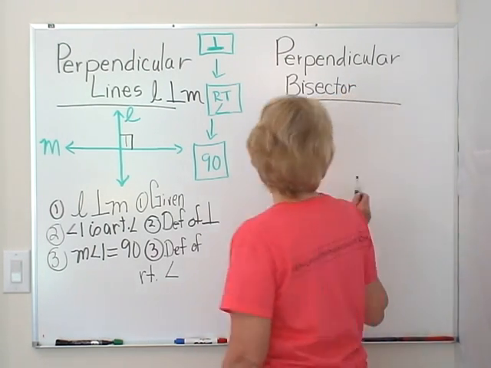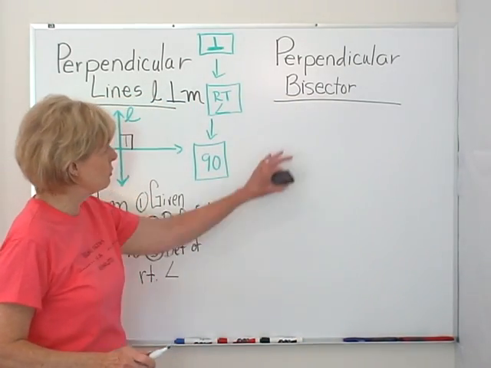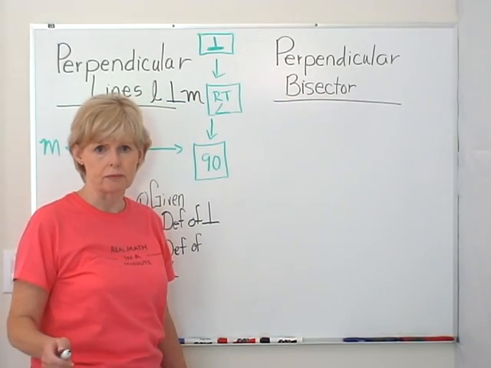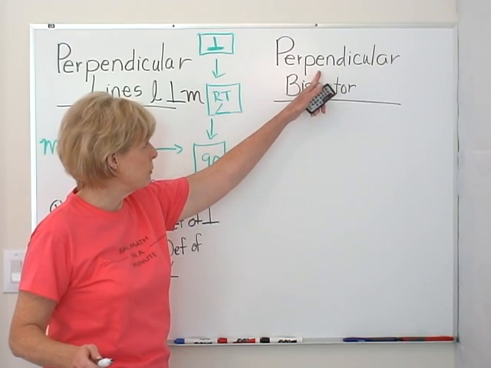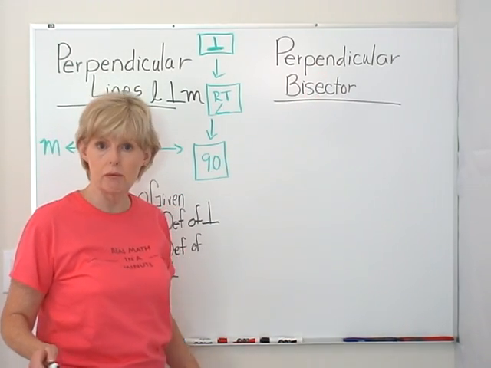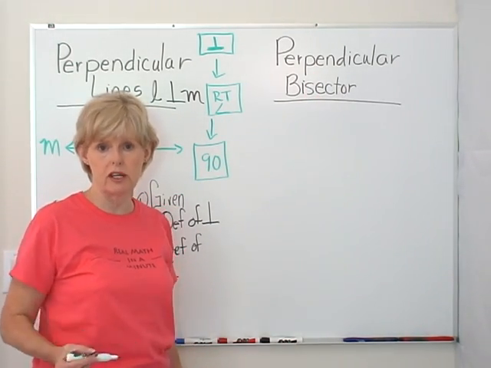All right, now let's look at another definition. And this one is perpendicular bisector. We already know what perpendicular means now, and we already know what bisector means from a previous track also.